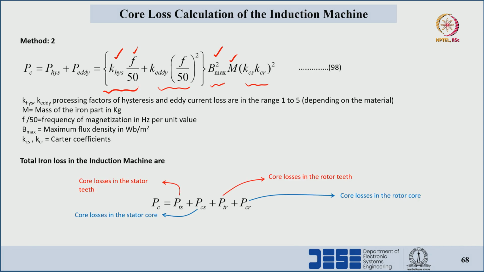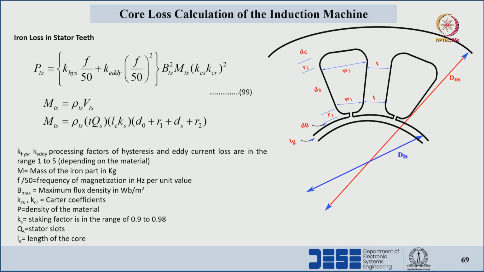So, the total core loss with method 2 is nothing but the core loss of the stator teeth, the core loss of the stator core, the core loss of the rotor teeth, and the core loss of the rotor core. To calculate these losses, we have to know the hysteresis loss coefficient and the eddy current loss coefficient, which depend upon the material and vary from 1 to 5, the frequency of operation, the maximum flux density, and the mass of each part of iron. So, how to calculate the iron loss in the stator teeth we will see now.